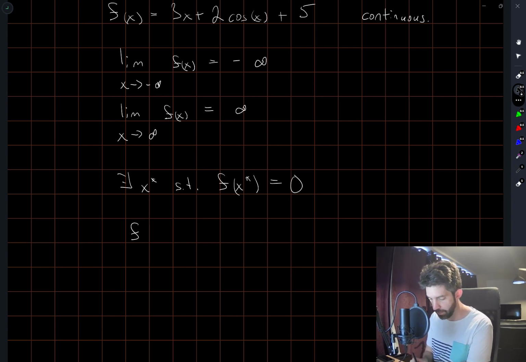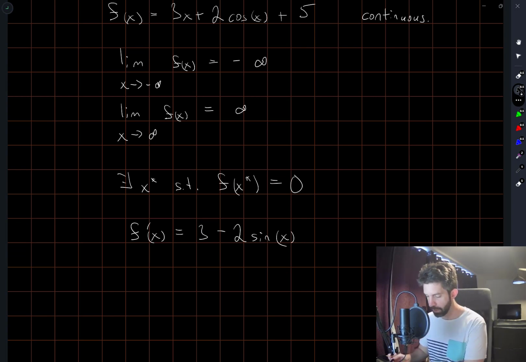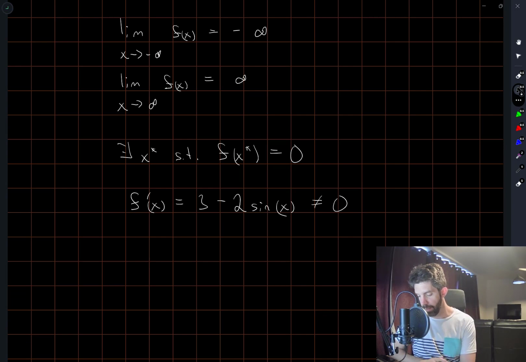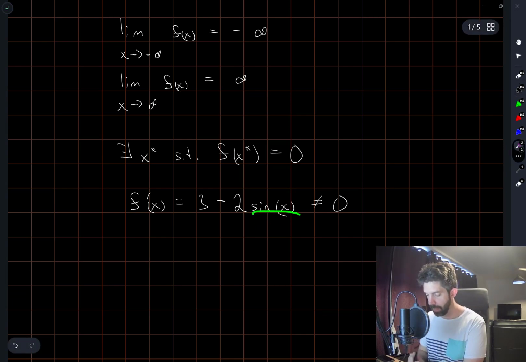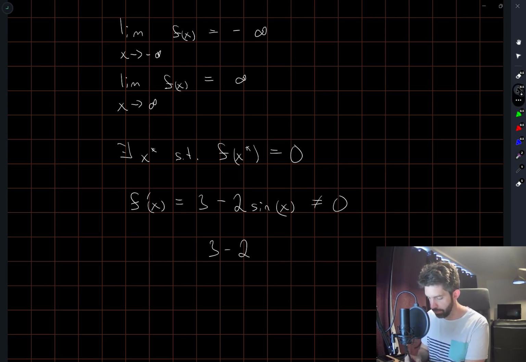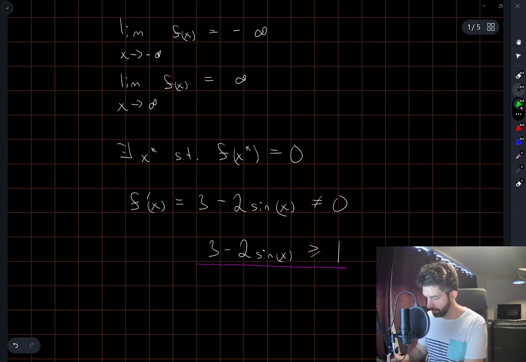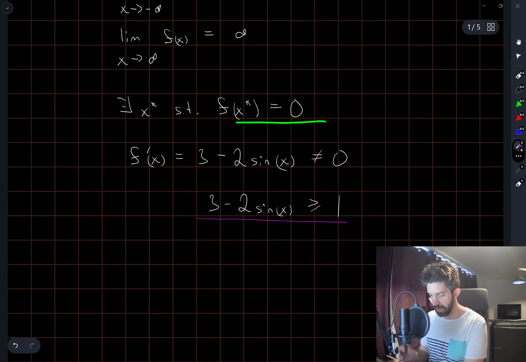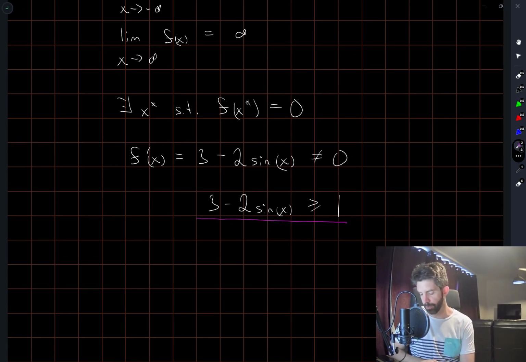The way I'm going to do that is by taking a derivative. So 3 minus 2 sine of x. This is never equal to 0 for any real value of x because sine of x is bounded between negative 1 and 1. In fact, I can write that 3 minus 2 sine of x is always greater than or equal to 1, and it'll be equal to 1 exactly when sine x is equal to 1. So it's a strictly increasing function, and so it can't possibly have a second real root.